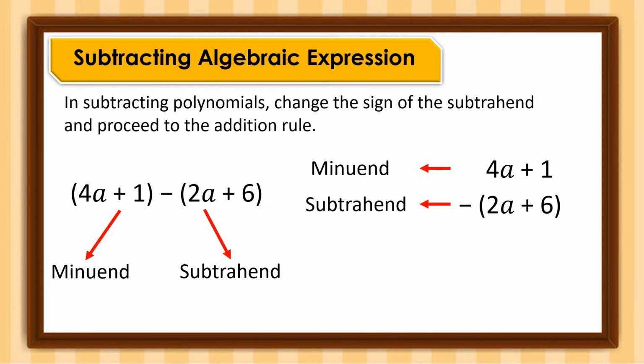How about in subtracting algebraic expressions? In subtracting polynomials or algebraic expressions, we change the sign of the subtrahend and proceed to the addition rule. So here is the subtrahend. The subtrahend comes after the minus. So 4a plus 1, that is the minuend, and 2a plus 6, that is the subtrahend. So the rule is we will change the sign of the subtrahend and then proceed to the addition rule.